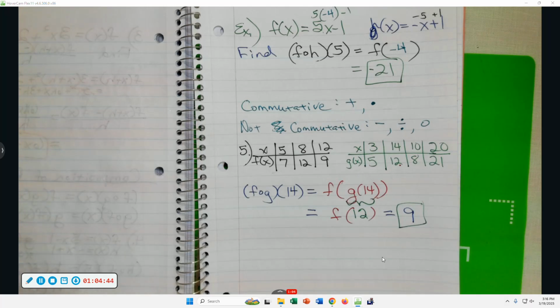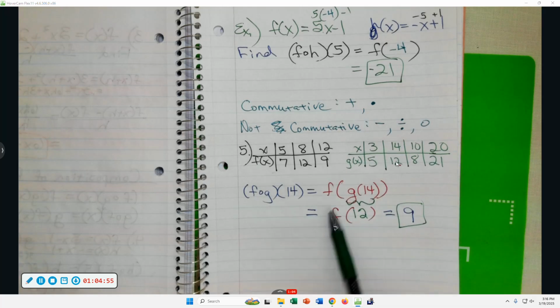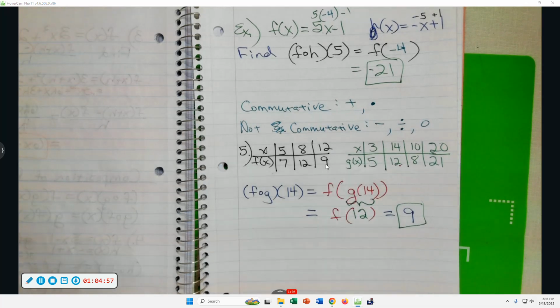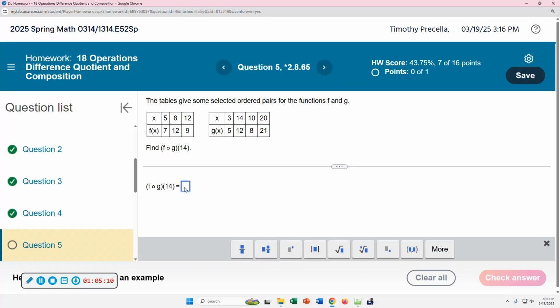Any questions there? There's really not a lot of writing to do. G assigns 14 to 12. F assigns 12 to 9. I'm going to make up one using the same table here, okay?